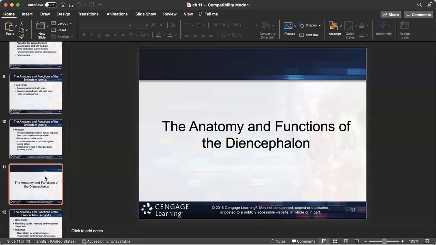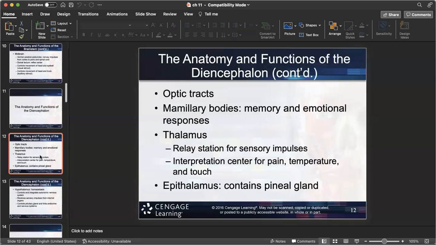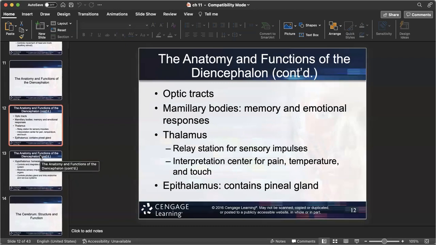diencephalon, what are some of its anatomical features, and most importantly, what does it do? The diencephalon contains the optic tracts. This is what makes sure that visual signals, so light or photons entering the eye, make it to the posterior aspect of the cerebrum, known as the occipital lobe, for interpretation and analysis, so that we can understand what we are seeing in our field of vision. More on that later on when we talk about the special senses.